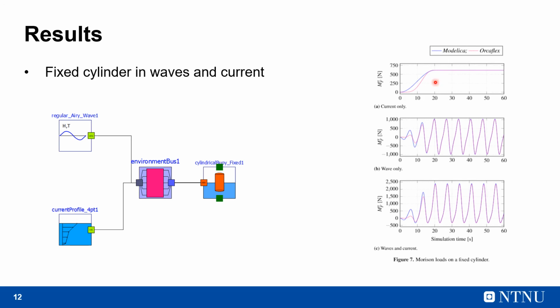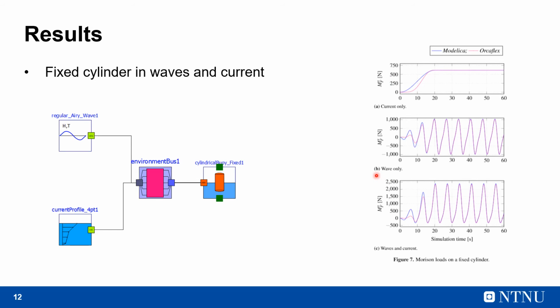If we look at the results, we first discuss a case where we consider a current only. So the wave height in this wave component model is set to 0 and the current is slowly ramped up. We see that as the current ramps up, the Morison force also ramps up before settling at a constant value when the current stabilizes. The differences between the Modelica and OrcaFlex results noticeable during the ramp-up phase is due to the difference in the ramping functions that we have used.